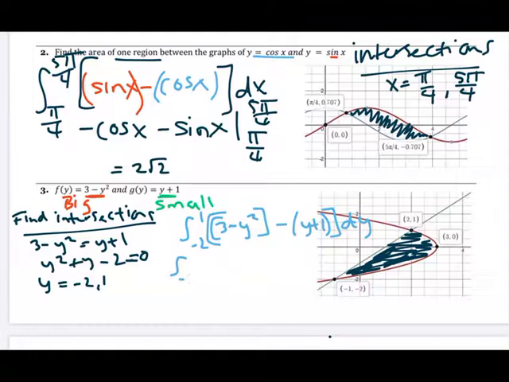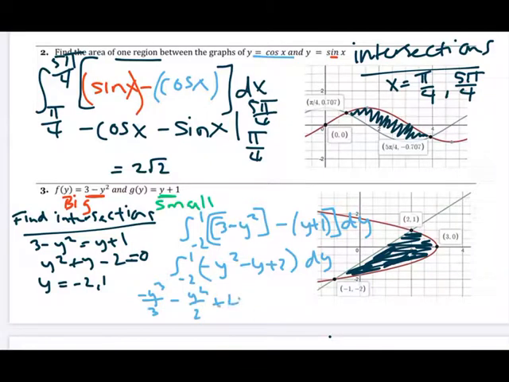If you were doing this by hand, what you should do is simplify this. That's going to give you negative y squared minus y plus 2, so that you can then integrate using the power rule. Negative y to the third over 3 minus y squared over 2 plus 2y, being evaluated from negative 2 to 1. And for time's sake, I'm just going to tell you that this ends up being 4.5.